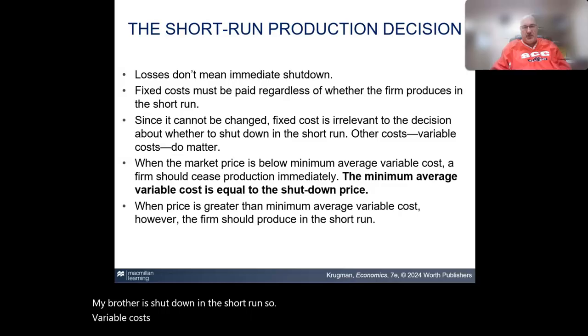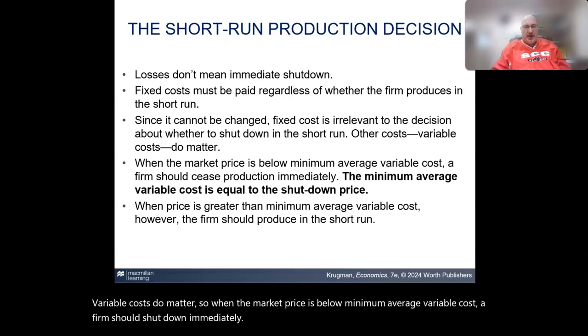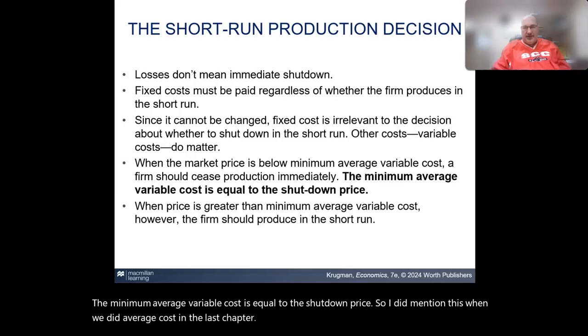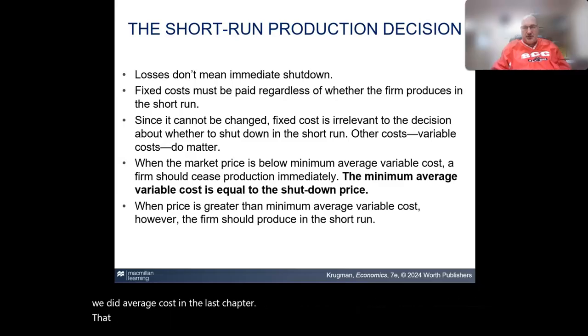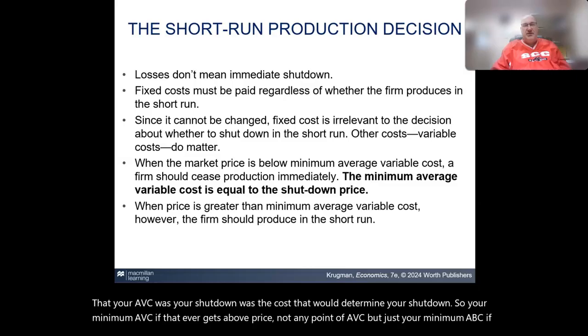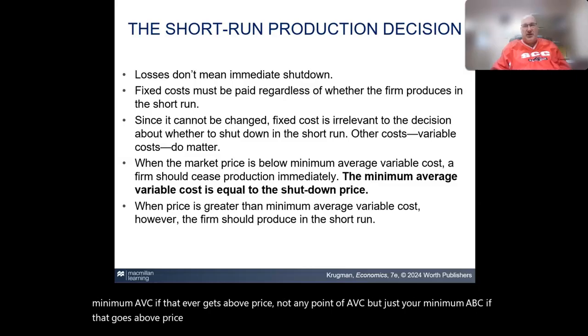When the market price is below minimum average variable cost, a firm should shut down immediately. The minimum average variable cost is equal to the shutdown price. I did mention this when we did average cost in the last chapter, that your AVC was the cost that would determine your shutdown. So if your minimum AVC, not any point of AVC, but just your minimum AVC, goes above price, then you shut down. Shutdown is temporary.